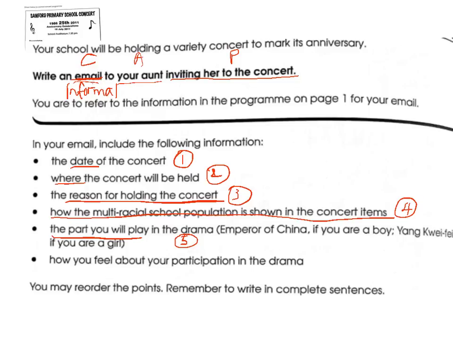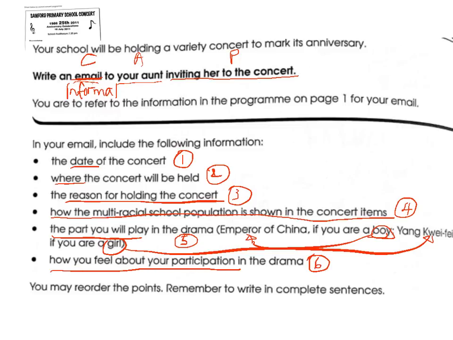And this is important, if you are a boy, then you are the emperor. If you are a girl, then you are Yang Guifei. Okay, so you must remember this distinction. If you're writing as a boy, you're the emperor. A girl, Yang Guifei. And finally, how do you feel about your participation? This is point number 6.